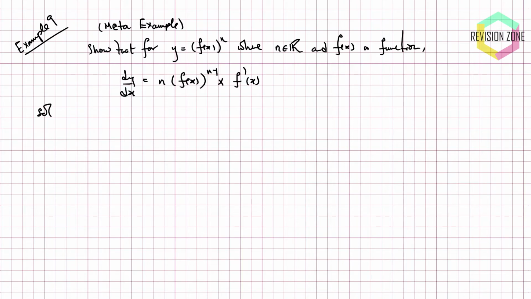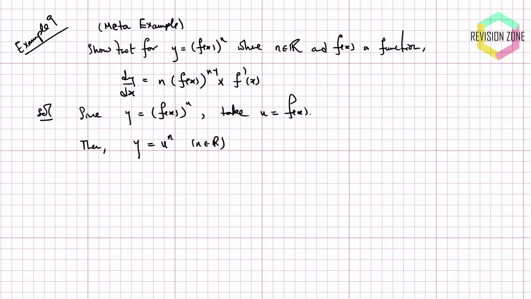So let's use the chain rule to do this. Since y equals f of x to the power n, we take u to be equal to f of x. Then we have y is equal to u to the n. So now here's the point. We can differentiate this function, because it's just a power of u and n is just a real number. And if we can differentiate that function, then for any function we'll see on the A-level syllabus, we can differentiate this set of functions.